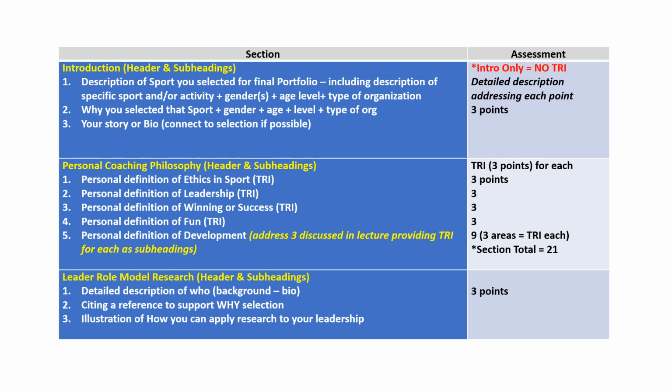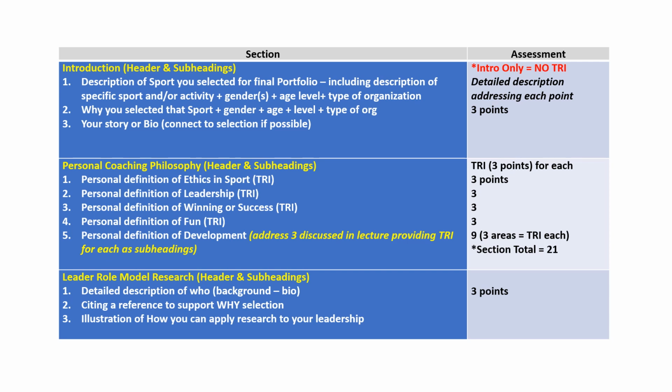All right, here's the first part of the rubric. Let's go ahead and look at each of the sections here on the left in the blue. So first one is your introduction. This is where you need to have a header for each of the sections and then a subheading for each of the numbers under that. So there's three of them, so there should be three subheadings under introduction.